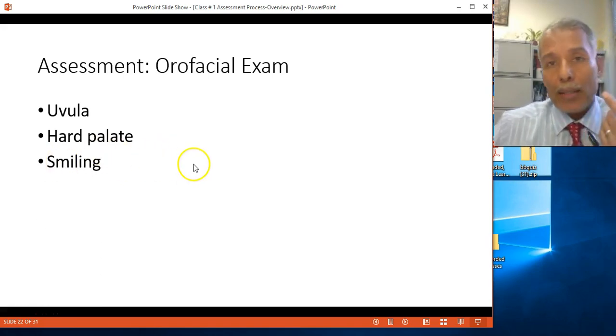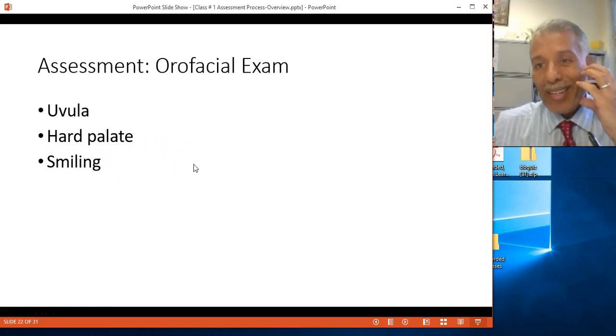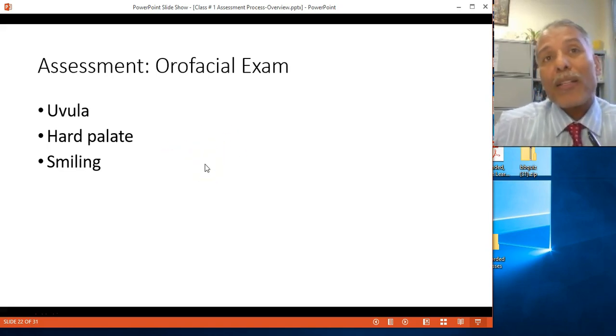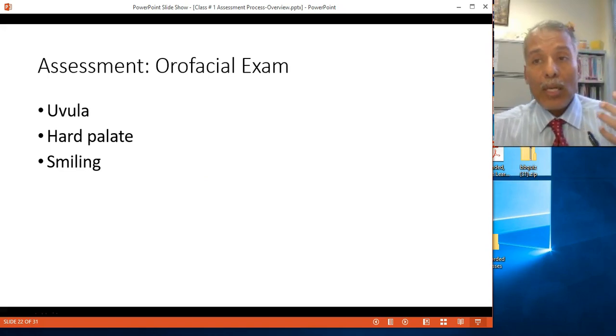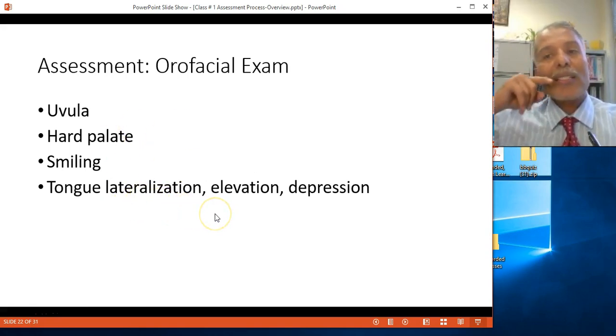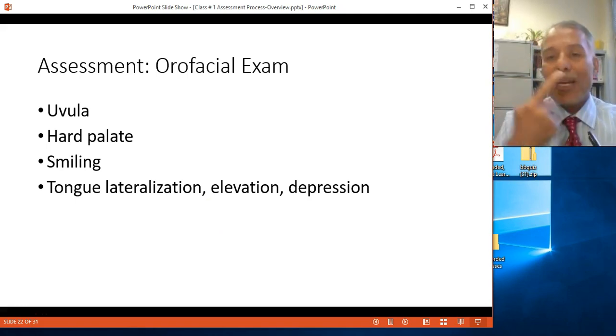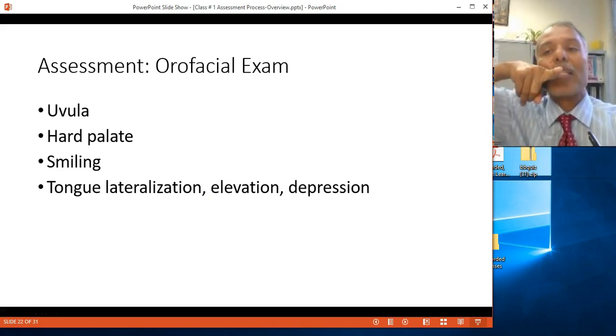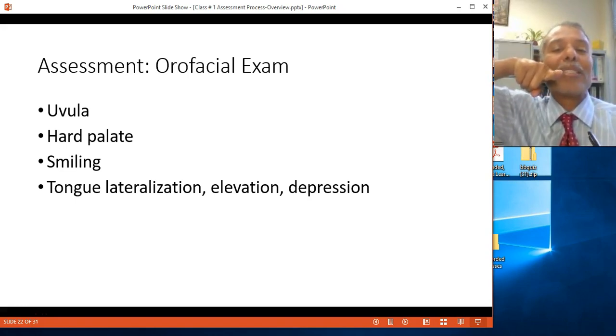Smiling, again, tells you the status of the muscles. Are they contracting equally, or are there signs of a neurological disease that is causing one side to contract more than the other? We spoke about tongue lateralization, sticking your tongue this way and that way, elevation, depression, and sticking your tongue out to see if it deviates this way or that way.